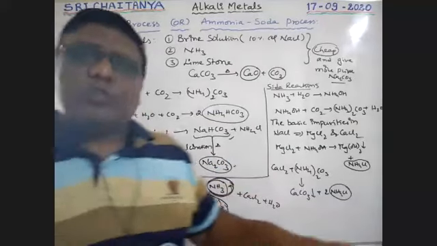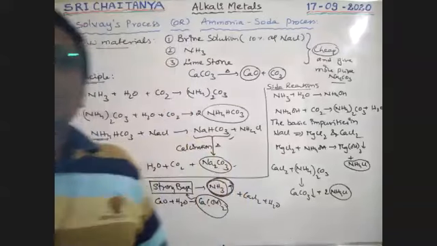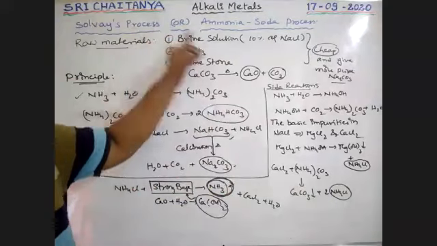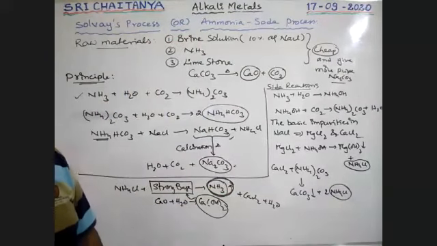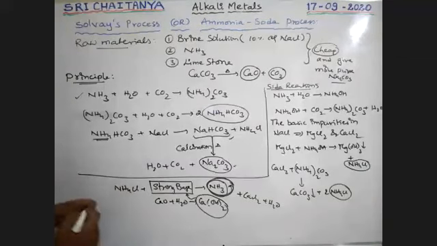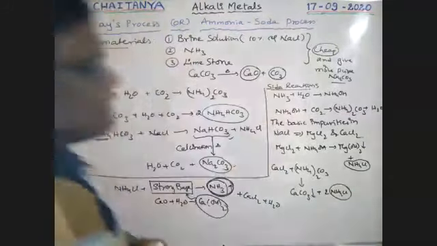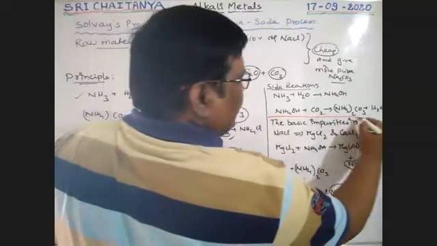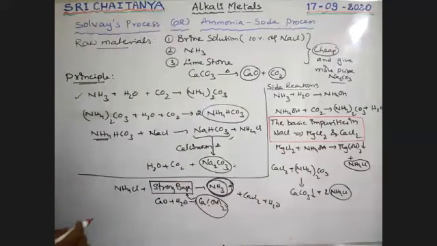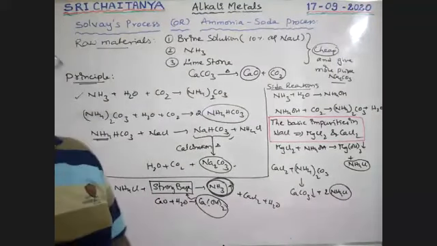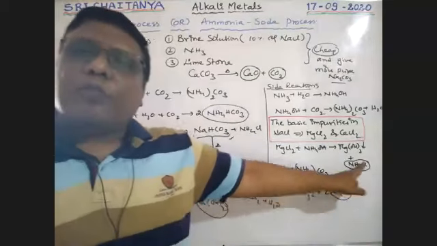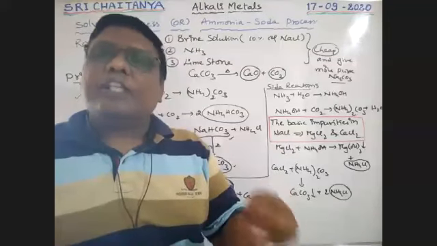These are the reactions involved in the preparation of sodium carbonate in Solvay's process. Please listen here once again. This is important. The basic impurities in NaCl are magnesium chloride and calcium chloride. They are removed by this method, but ammonium chloride is there. That ammonium chloride is used to regenerate ammonia once again.